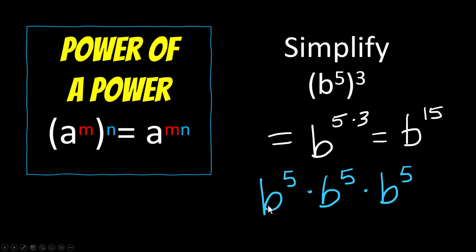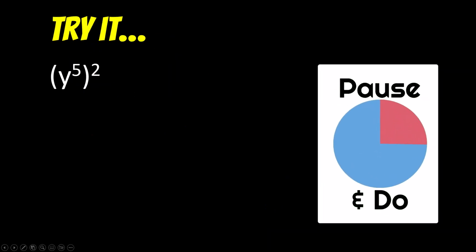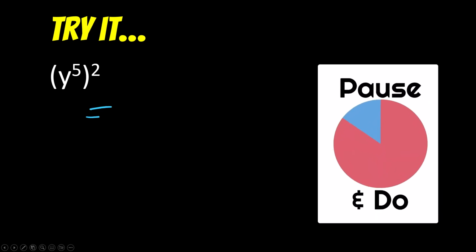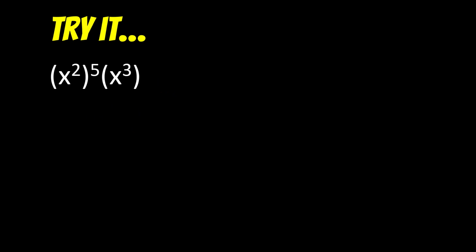And if you expand b to the 5th out, you can see how that's going to work. b to the 5th times b to the 5th times b to the 5th, because you're multiplying it times itself 3 times. 5 plus 5 plus 5 is 15. Here's a try it. This is y to the 5 times 2, so that would be y to the 10th. Okay, try this one.